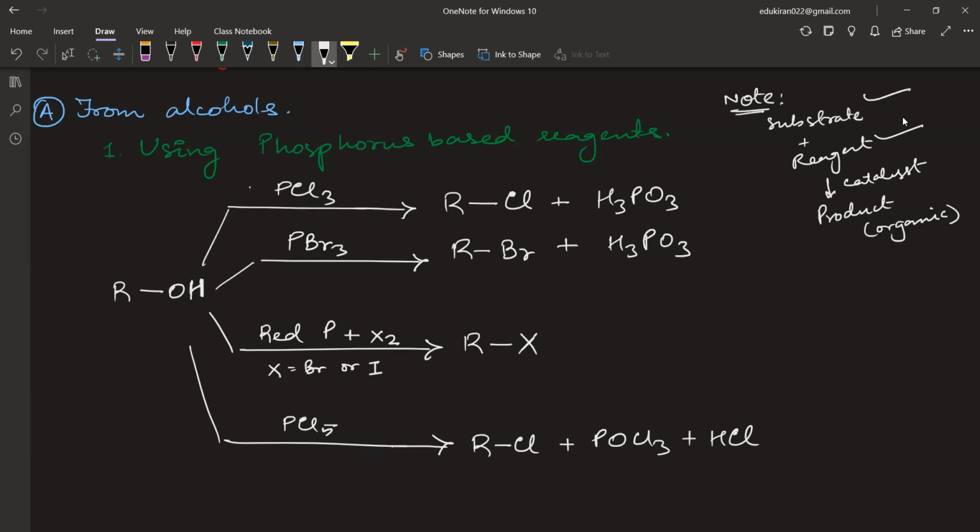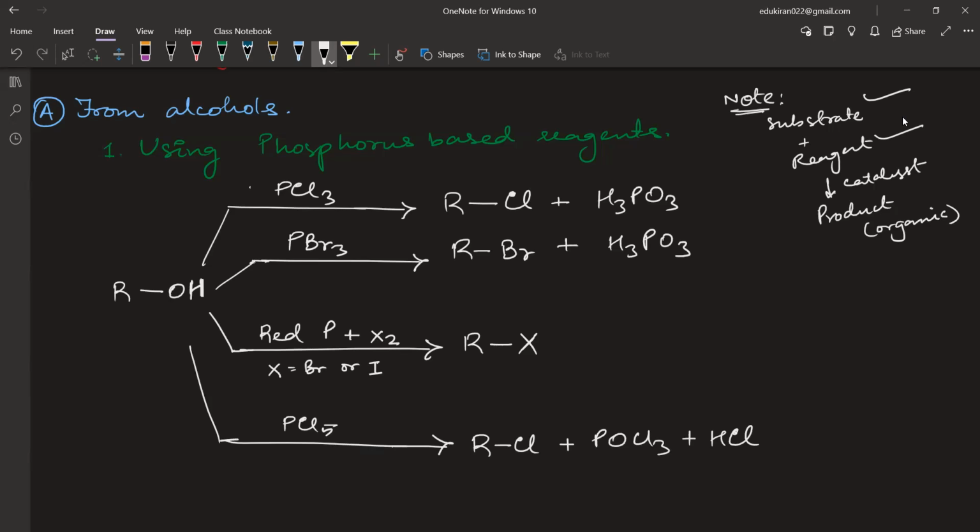And in the product, H3PO3 is not very important, RBr is not. When the byproduct is important, there will be a particular note or remark. These things will be written if the byproduct is important. If these are not important, there will be no mention of them. They will be just written as H3PO3. Here you have POCl3 and HCl, but in general cases these are not very important.